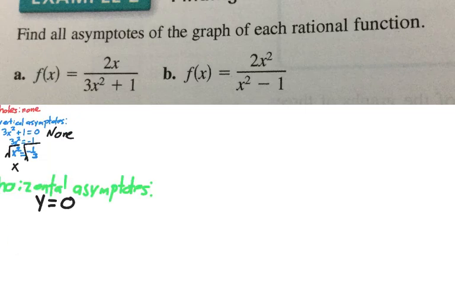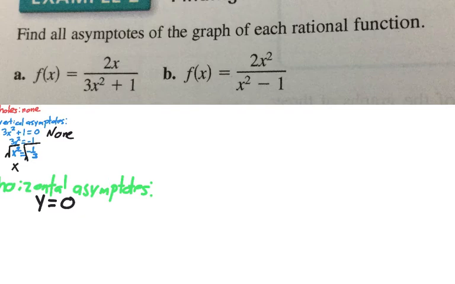So I look at part B. The function is 2x squared over x squared minus 1. So the first thing I want to know, is this in general form or factored form? This is general form, right? I have no parentheses, so it's not factored form.